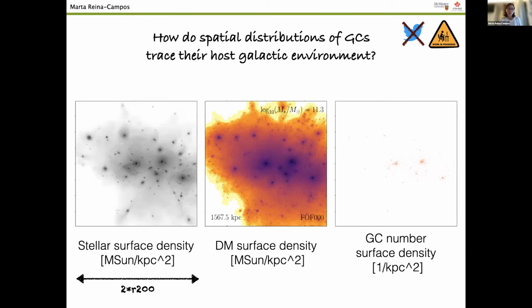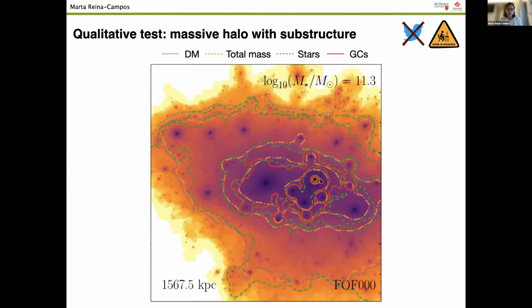So what I've been doing is drawing isocontours on the images on the right and on the left, and I'm overplotting them on the image in the center. When I do this, you can see the background image corresponds to the dark matter surface density of this particular halo, and the lines correspond to contours. The dark matter is shown by the blue dotted line. The globular clusters are shown by the red solid line.